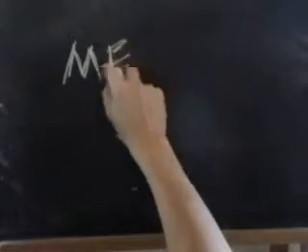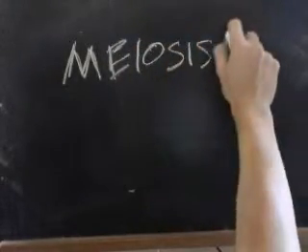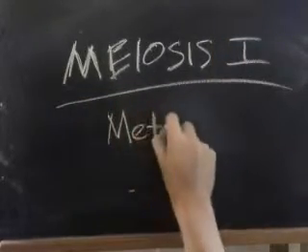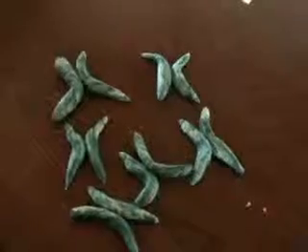Meiosis is split into two stages, Meiosis I and Meiosis II. Naturally, we'll begin with Meiosis I. During Meiosis I, the stages of interphase and prophase are pretty much identical to that in mitosis. It is during metaphase where the differences begin.